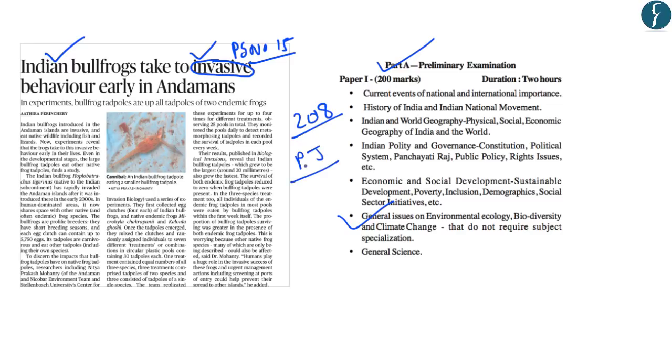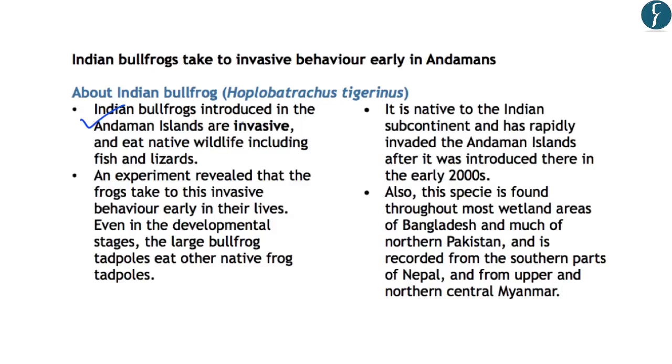So similarly, the Indian bullfrogs, which are invasive species in Andamans, can also be an important aspect for us from the preliminary examination point of view. So let us understand some key facts related to this Indian bullfrog. The Indian bullfrogs, which were introduced in the islands of Andaman, are invasive in nature and they eat native wildlife including the fishes and the lizards. And their invasive behavior was also revealed in a recent experiment.